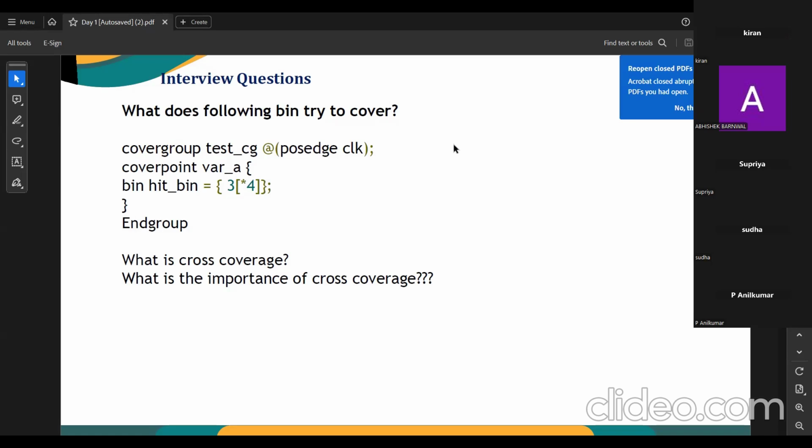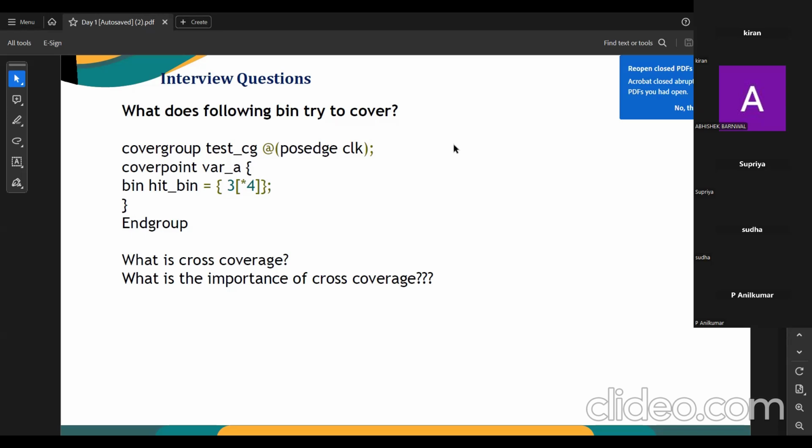So cross coverage is used between two or more cover points. When explicit bins are not defined in the coverage group, we can use cross coverage so that we can add them. Is it not something like when we have simultaneous actions that have to be monitored, then we use cross coverage? Yes, that is the main purpose of cross coverage.